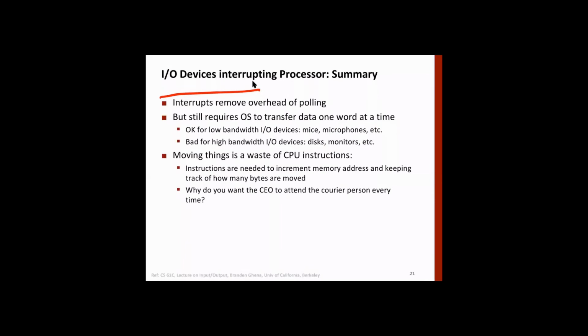We know that this is not good because, for example, a disk can transfer only certain bytes, and every time certain bytes are available, the CPU will be interrupted. If you are a CEO, would you like to go every time the courier guy comes in? No, your time is expensive. Every time you are wasting 10 minutes, equivalent to 400-500 cycles of the processor, just for doing this work.